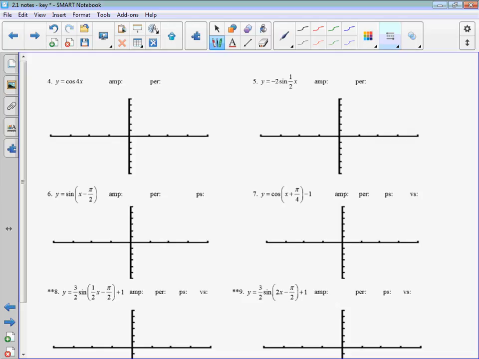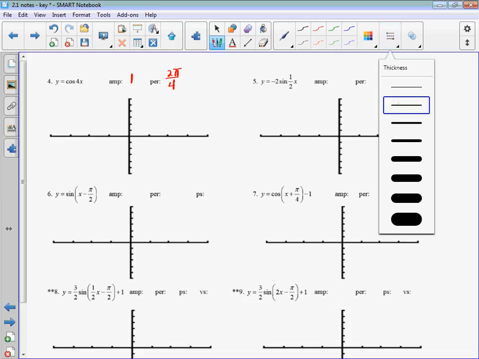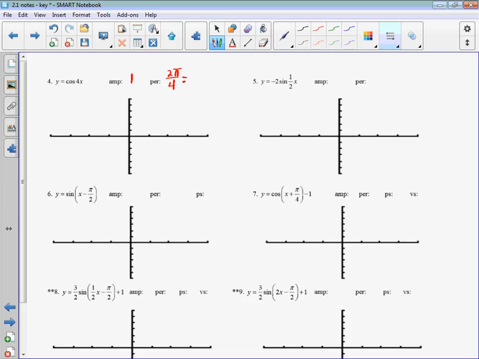All right, guys, so now we have y equals cosine of 4x. So what's the amplitude on this one? 1. Okay. All right, but the period's going to change, right? We have a b value. Do you guys see that, how we have a coefficient on x this time? So to find the period, we have to do 2 pi divided by 4. What do we get? Pi over 2.